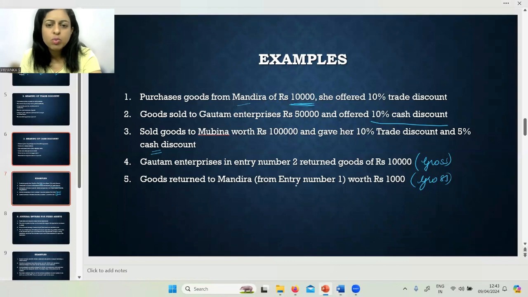Fifth one, goods returned to Mandira from entry number 1 worth 1,000. What was entry number 1? It was related to purchase. So what is this entry related to now? Purchase return. So we are giving back the goods that we bought earlier from Mandira. So purchases return is the first account. Secondly, the goods that were returned were worth 1,000 and she had given us trade discount. So we are not returning goods worth 1,000, but we are returning goods worth 10% less. So though this is gross amount given, we can't write the gross amount directly.